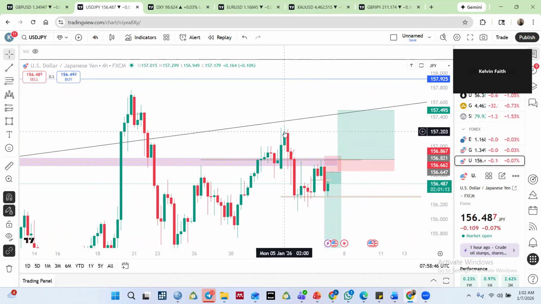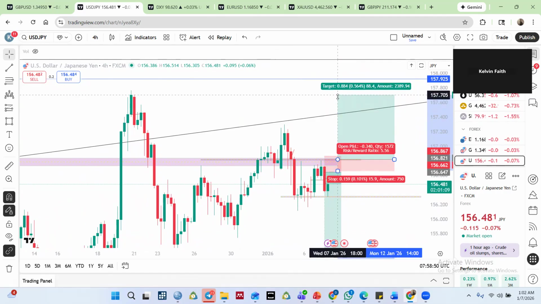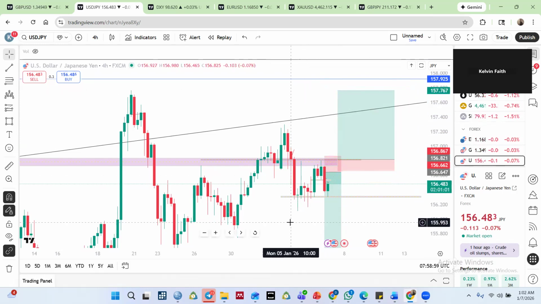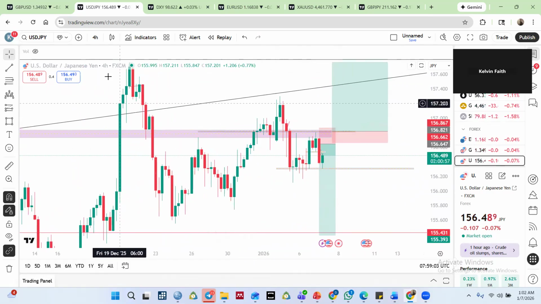I will anticipate this high will be crashed totally, so I'll be targeting these highs here, somewhere at this blue line. Okay, so that's it. Let's see what is going to happen.